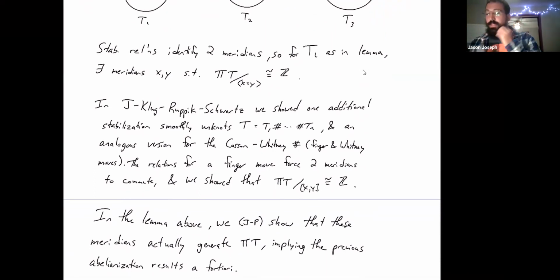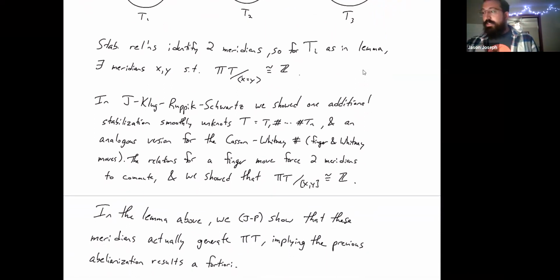And so if you think about it, if you have a set of meridional generators and you make one of them commute with the rest, that will abelianize the group necessarily because meridians are all conjugate. And so if one of them is central, then they're all equal and there's only one. So it's a cyclic group.